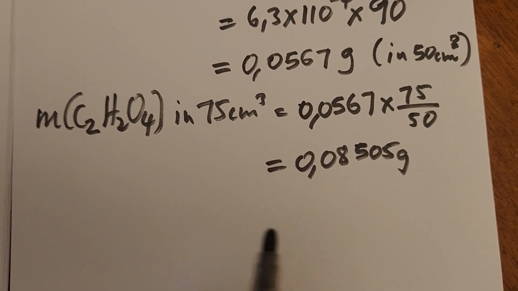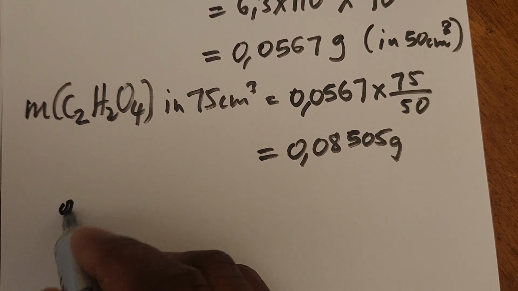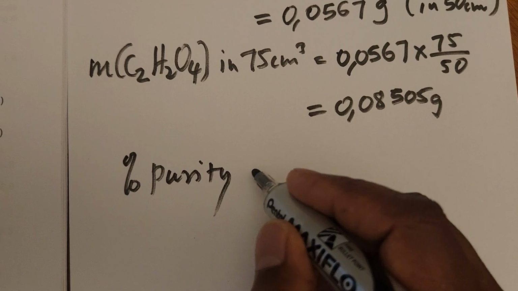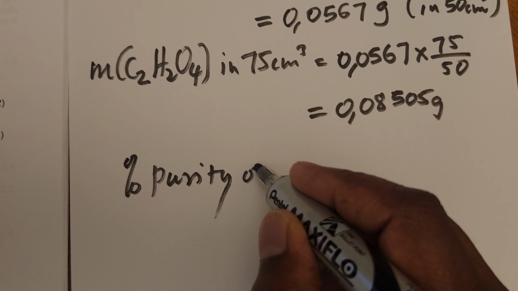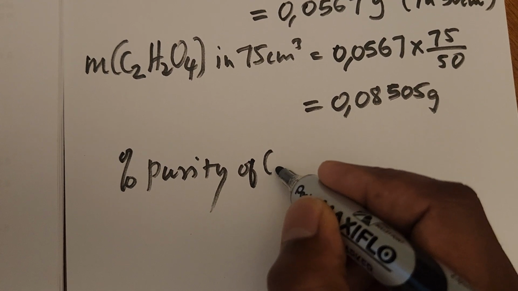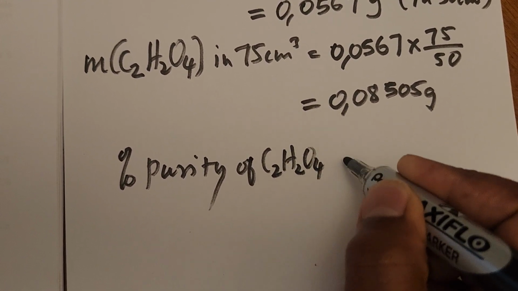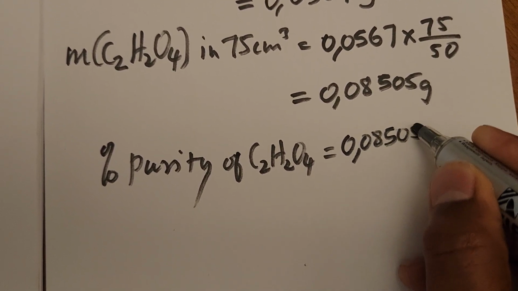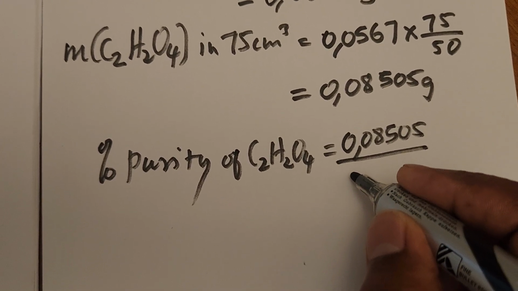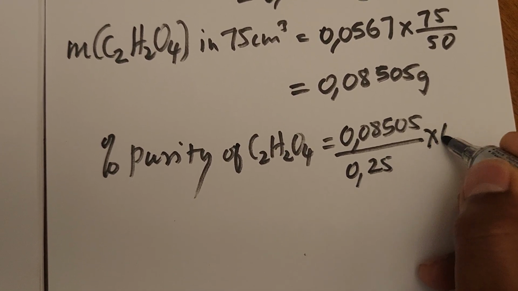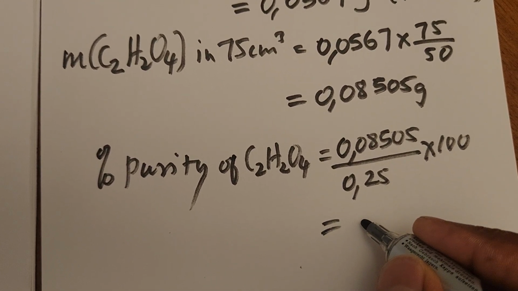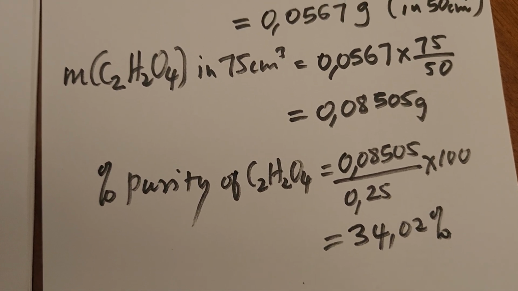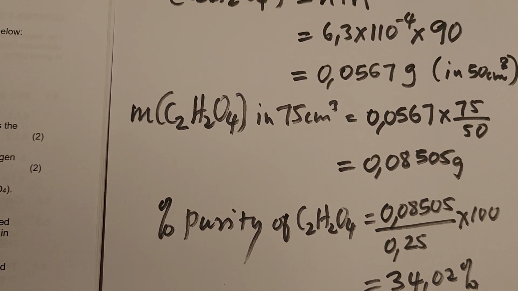Now the question was saying calculate the percentage purity. Therefore the percentage purity of oxalic acid will be 0.08505 divided by the original mass, 0.25, multiplied by 100. The answer gives us 34.02%. That is the answer, which is almost 6 marks.